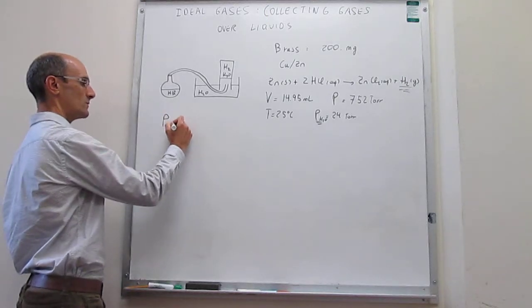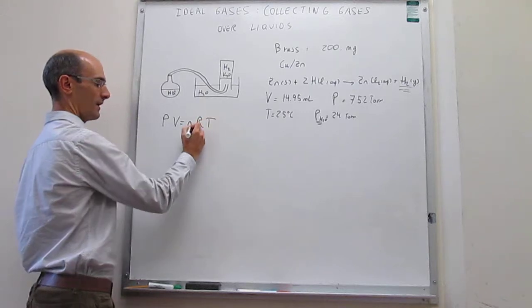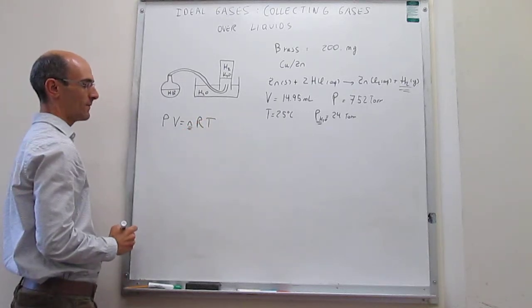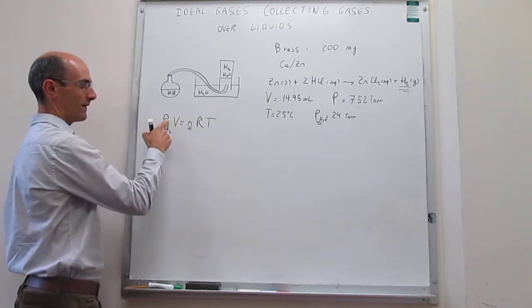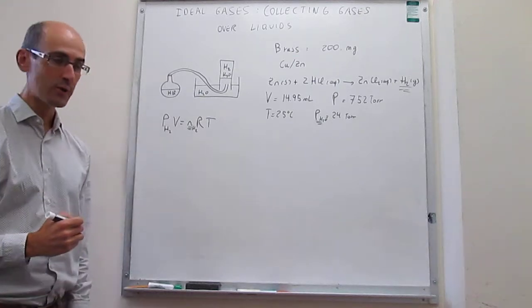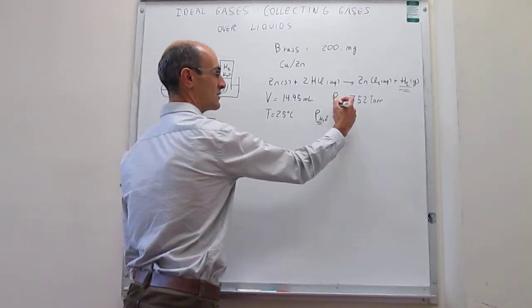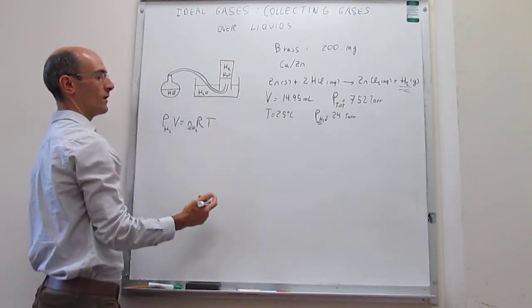Notice that we can actually use the ideal gas equation here, okay? And here that will be the number of moles of hydrogen. Now, the only problem with that is that the pressure we have to plug in there has to be the pressure due to hydrogen, not the total pressure. And the problem is actually giving us the total pressure. That is the pressure of both hydrogen and water, right?